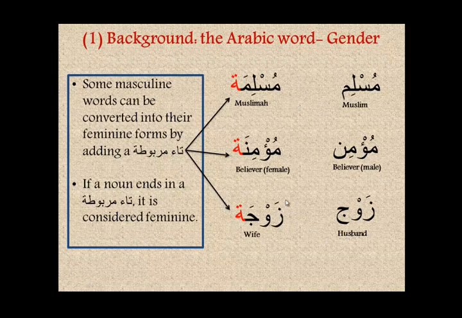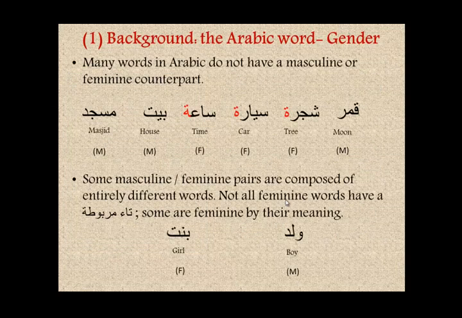Now, this isn't always the case. Many words in Arabic do not have a masculine or feminine counterpart. Take, for example, the word qamar, which means moon. This is masculine. You might think that the opposite is sun, so if we add a ta marbuta to get qamarah, that should mean sun, which is feminine. That's not the case. The word for sun is ash-shams, which is an entirely different word.